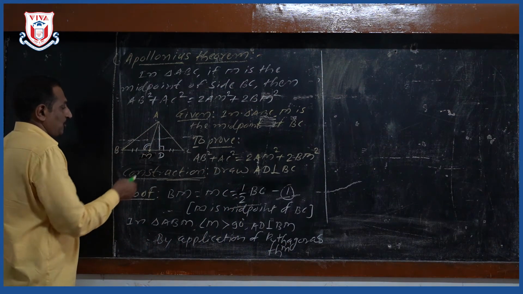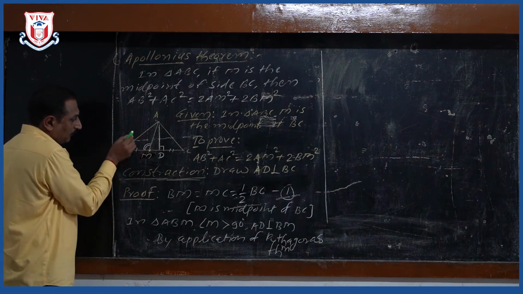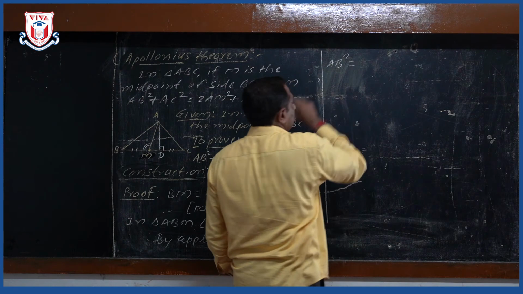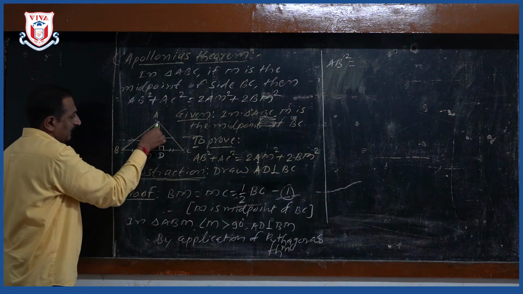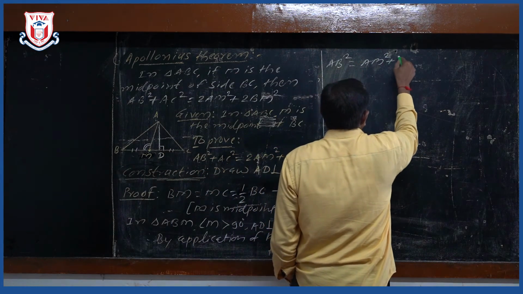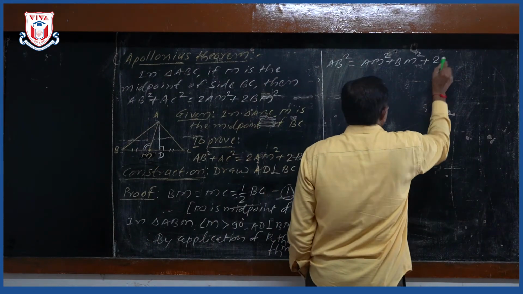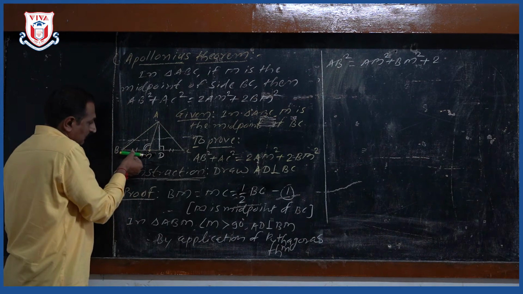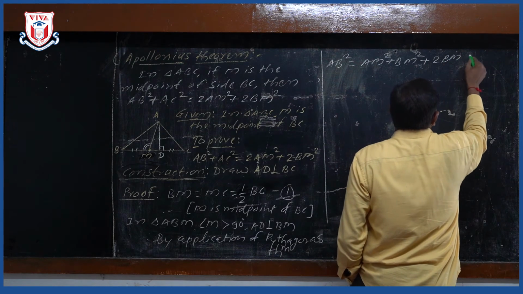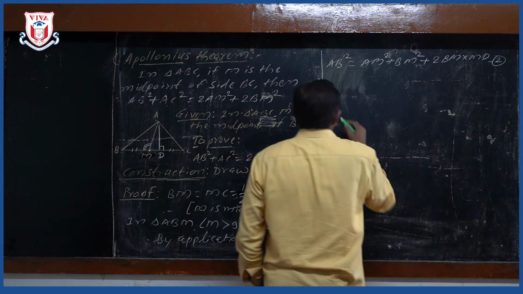How to use the application of Pythagoras theorem when the angle is an obtuse angle? Angle M, its opposite side, its square, this AB square, is equal to the sum of the squares of the remaining two sides, AM square plus BM square, plus 2 times BM into MD. Equation 2.